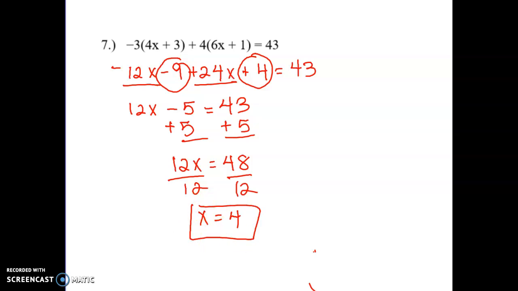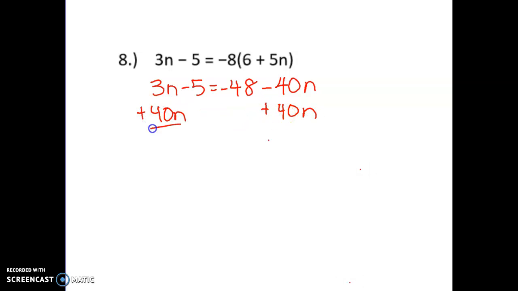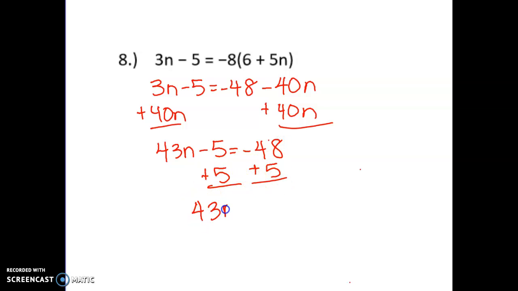Okay, moving on to number 8, 3n minus 5 is equal to negative 48 minus 40n. I'm going to add the 40n to both sides, so right now I'm just moving my variable. I end up with 43n minus 5 is equal to negative 48. I'm going to add 5 to both sides. 43n is going to be equal to negative 43. So then, let's see, make sure I've got this. Yep. Now I'm going to divide both sides by 43. And when I do that, my n is equal to negative 1.